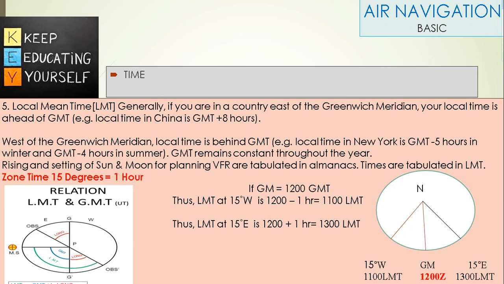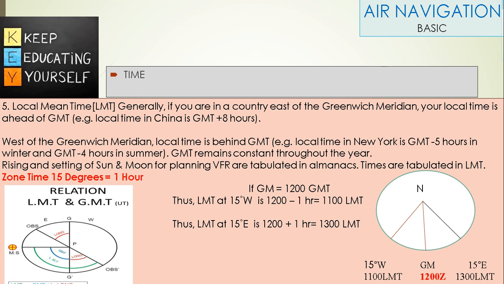Local Mean Time, LMT. Generally, if you are in a country east of the Greenwich Meridian, your local time is ahead of GMT. For example, local time in China is GMT plus 8 hours. West of the Greenwich Meridian, local time is behind GMT. So, if it is GMT 2400 hours, China will be GMT plus 8 hours, New York will be GMT minus 5 hours. GMT remains constant throughout the year.